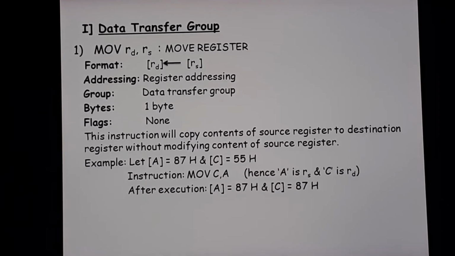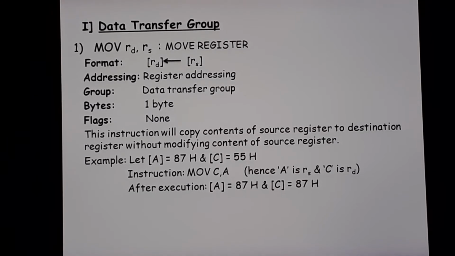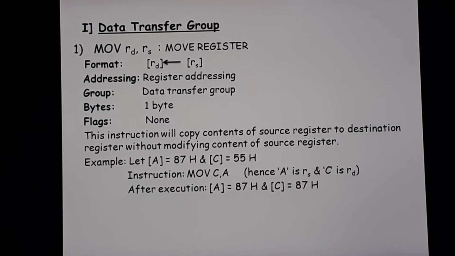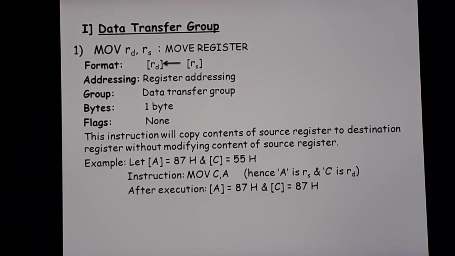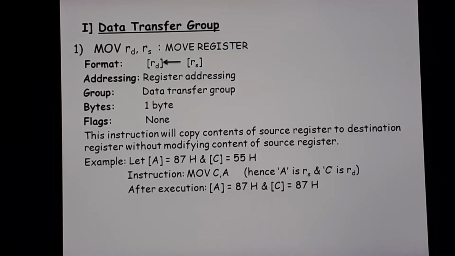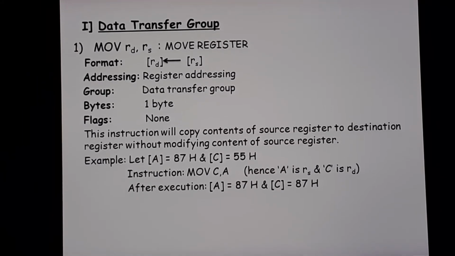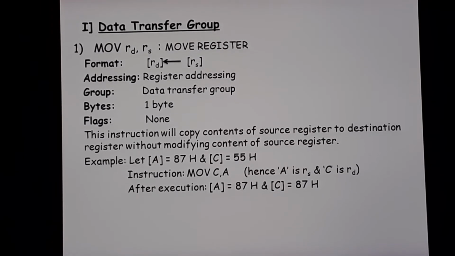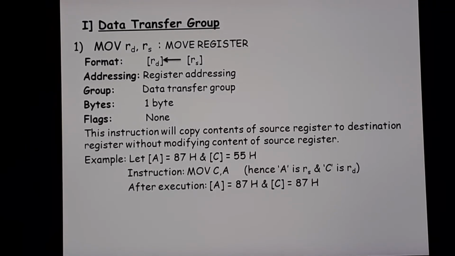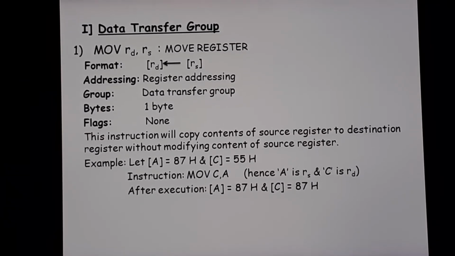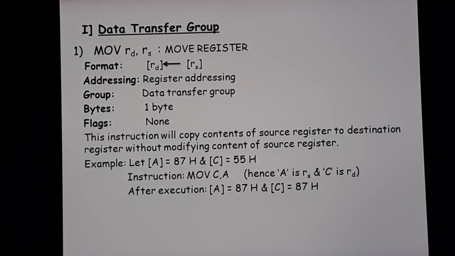Next you need to write the addressing mode. First was the format, which you write as it is. Then the addressing mode that this instruction falls in: MOV RD, RS falls in register addressing mode. Then the group is data transfer group. Bytes is 1 byte, since there is no data, hence it is said to be a 1 byte instruction. Data means the 8-bit or 16-bit operand. The flags affected in this instruction are none.